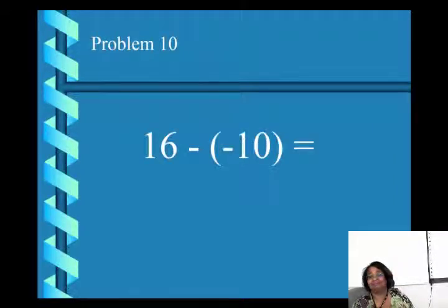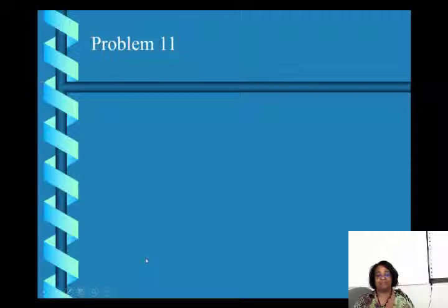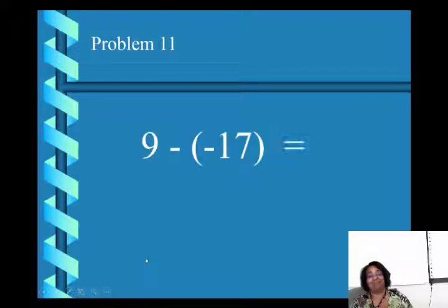Positive 6? Not positive 6. What is it? No, negative 6. Nope. Not negative. Remember. 26. Yeah, 26. That's right, Andy. This is plus a positive. So when you add them together, you get 26. That's right. Okay? Don't forget, plus the opposite. It's easy to forget if you haven't been using it.